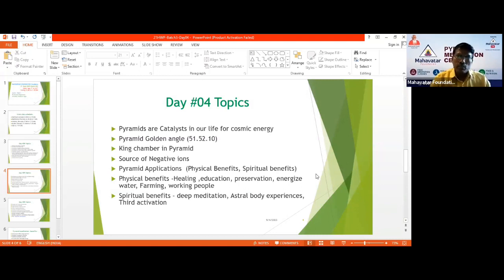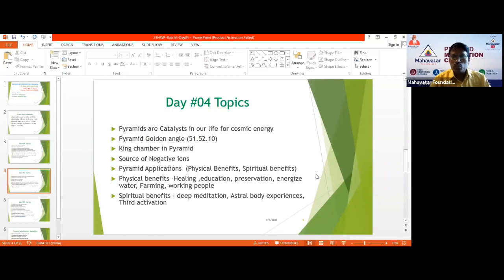Place the pyramid on top of wherever you store the drinking water, or put one big pyramid on top of your overhead tank. All the water you use for bathing and drinking will get energized, my dear friends. To support you, I will give you all the knowledge and support for the construction of a big pyramid, maybe on the terrace, if you have the space, on top of your water tank or on the terrace itself. You can construct one 4 by 4, 5 by 5, or 5 feet by 5 feet.